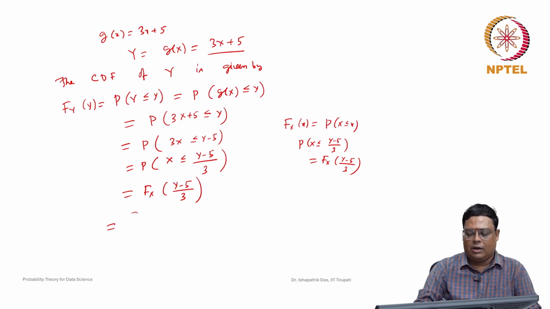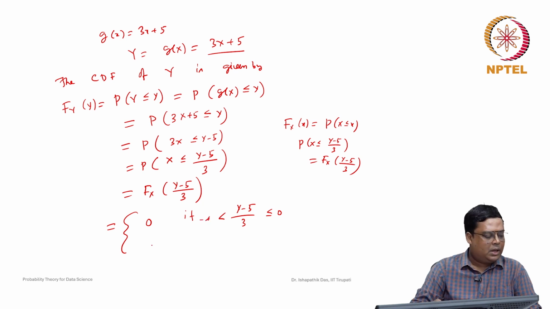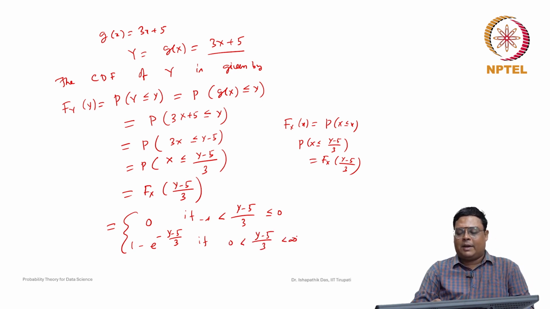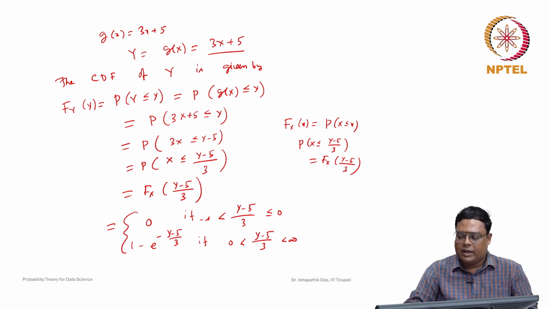So this will be equal to 0 if y minus 5 by 3 is less than or equal to 0, that is, y greater than minus infinity. And this is equal to y minus 5 by 3, this is equal to 1 minus e to the power of minus x, 1 minus e to the power of minus y minus 5 by 3, if x is greater than 0, less than infinity. So now we can simplify these things, because this relationship we can simplify a little bit.